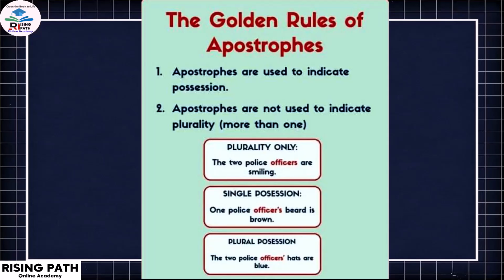And next we have the single possession and the plural possession examples of apostrophe. One police officer's beard is brown. The two police officers' hats are blue. So this worksheet is important, and do jot down the sentences to learn the difference between the possession of singulars, plurals, and the contractions.